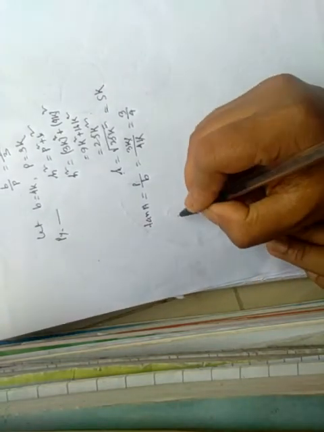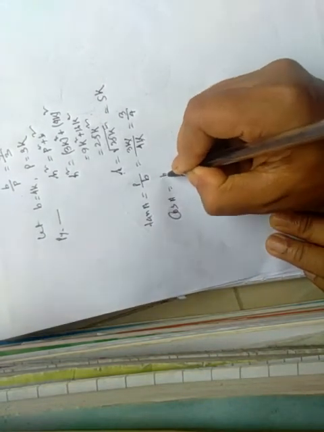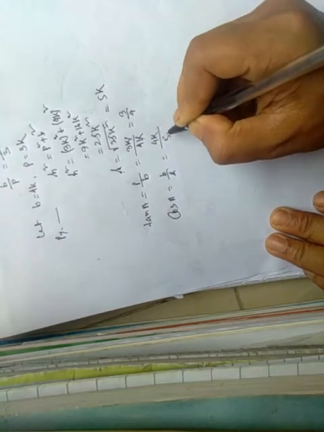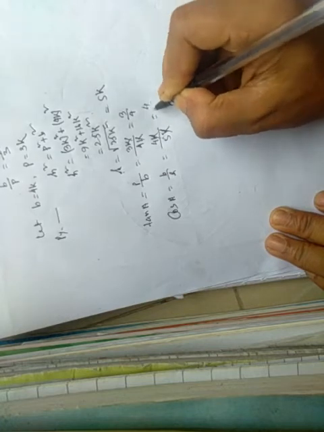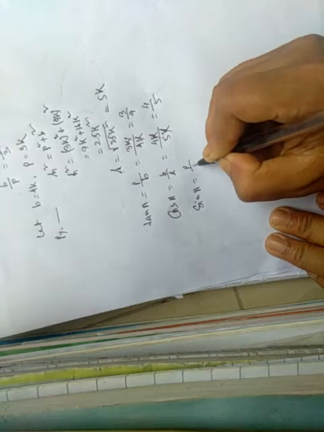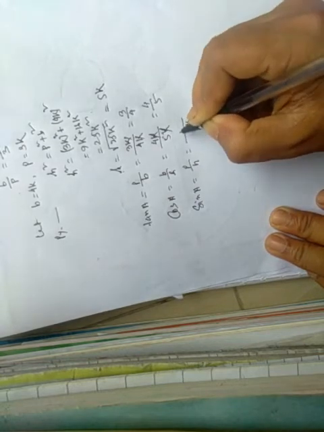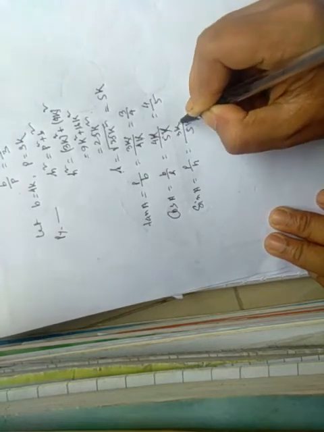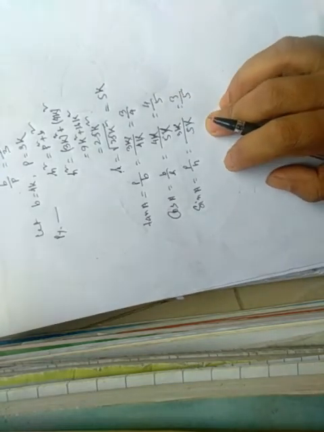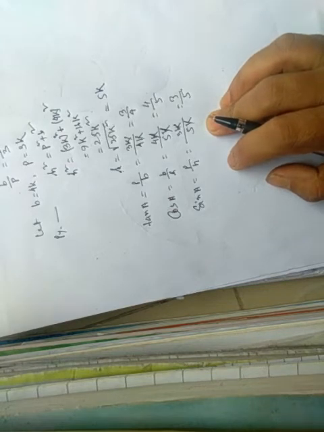Now the value of cos A and sin A. Cos A equal B by H. B equal 4K, H equal 5K. We cancel K and K, so 4 by 5. Sin A equal P by H. H is 5K, P is 3K. We cancel K and K, so 3 by 5. Now we have the required values of tan A, cos A and sin A.